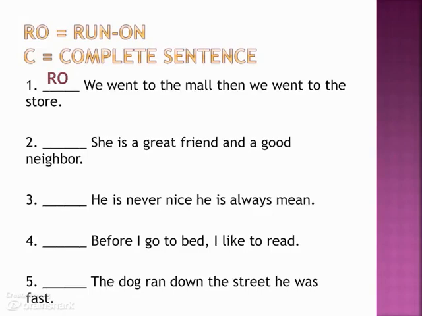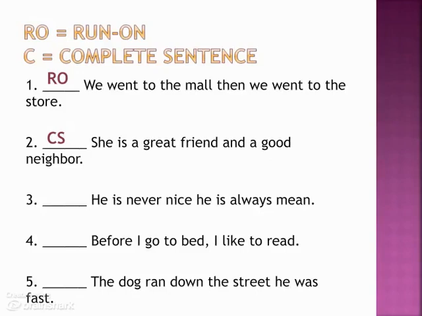Number 2, she is a great friend and a good neighbor. How many of you think this is a run-on? How many of you think it's a complete sentence? If you said it's a complete sentence, you are correct. She is a great friend and a good neighbor go together. It's a friend and then a neighbor. So it's not a completely new sentence. We just have 2 things that they're talking about.